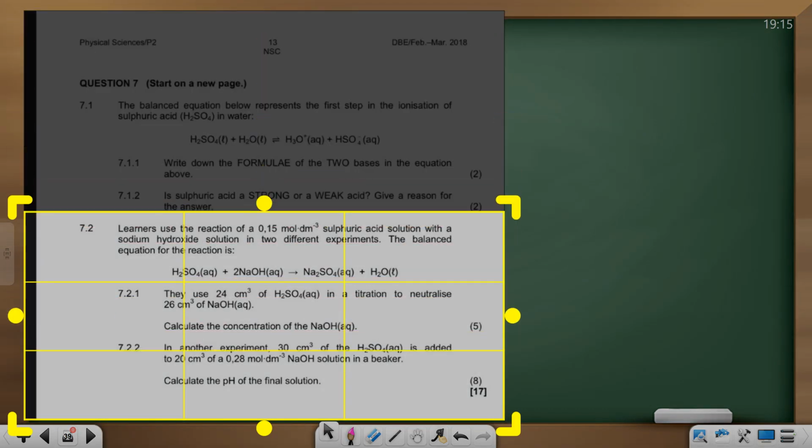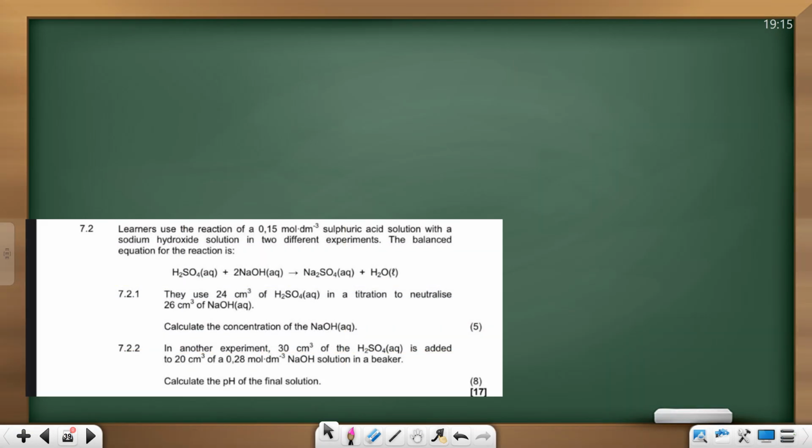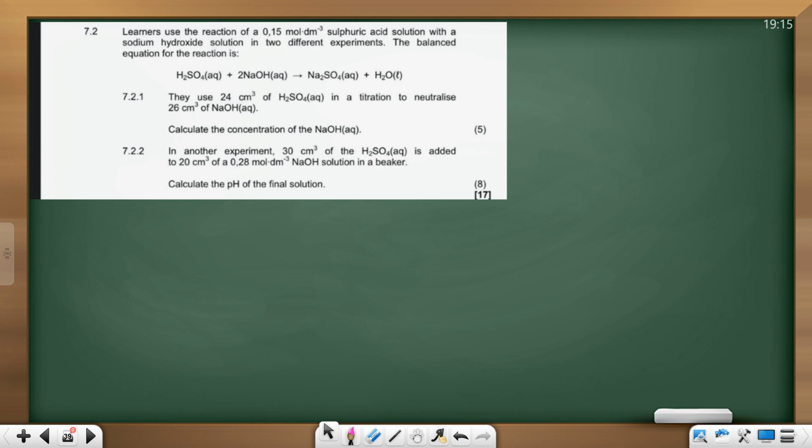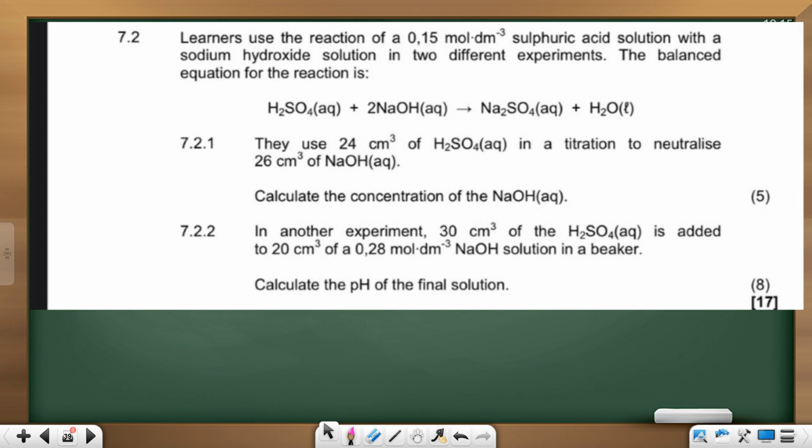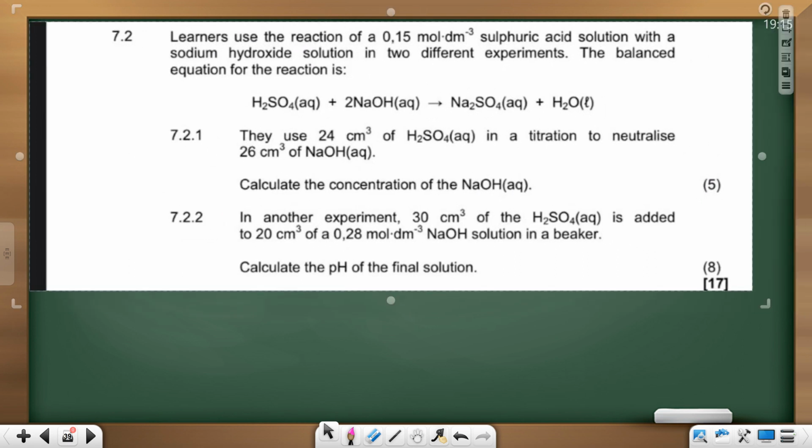But today is personal. All right, guys. Let us use a reaction of 0.15 moles per dm³ sodium hydroxide in two different experiments. Okay, but please take your time to understand. Please listen carefully.